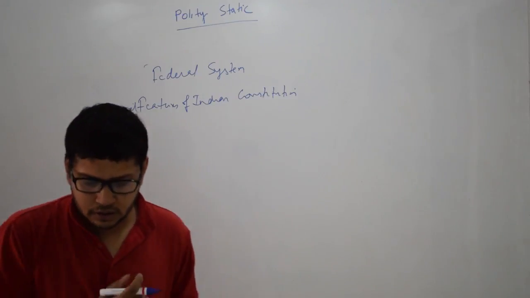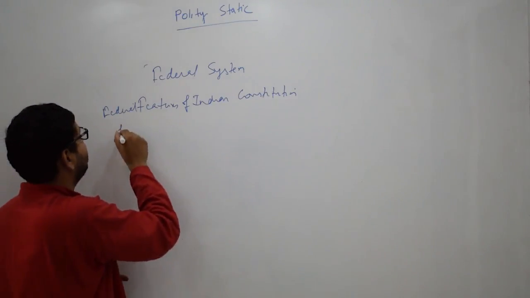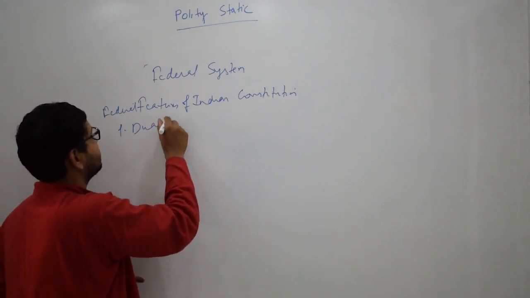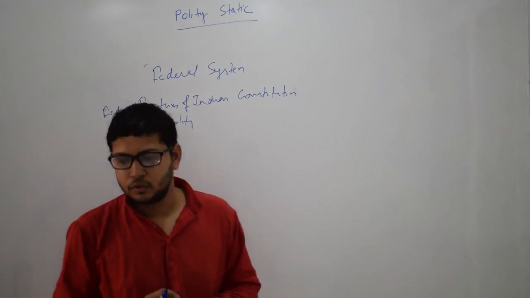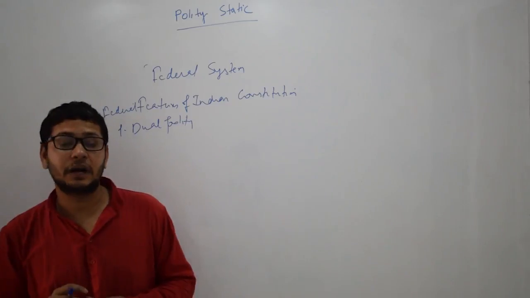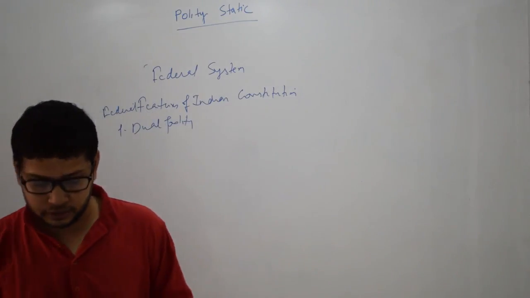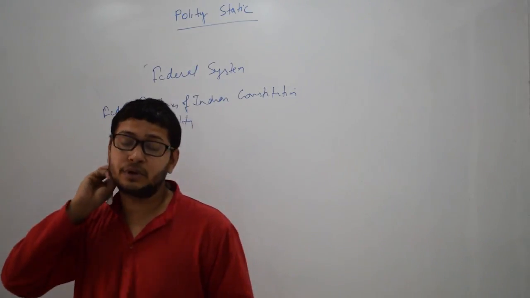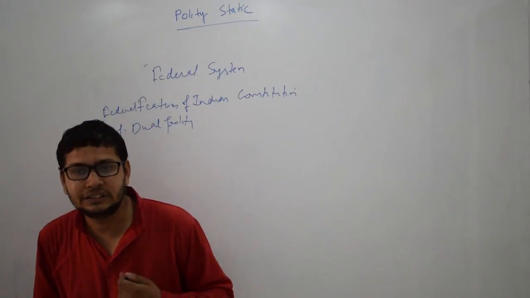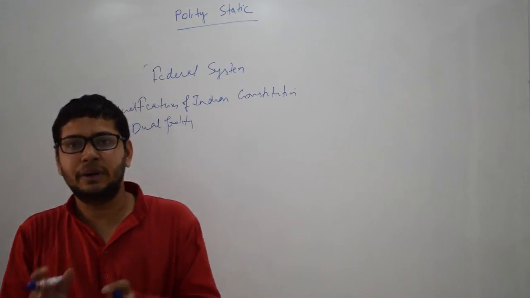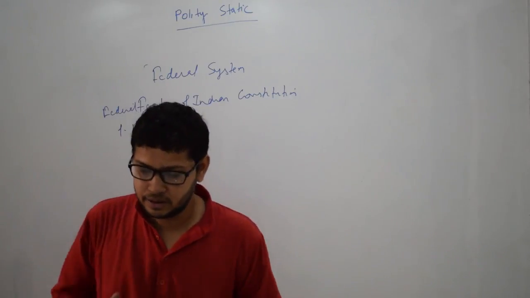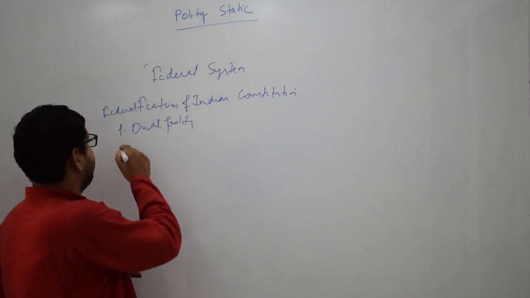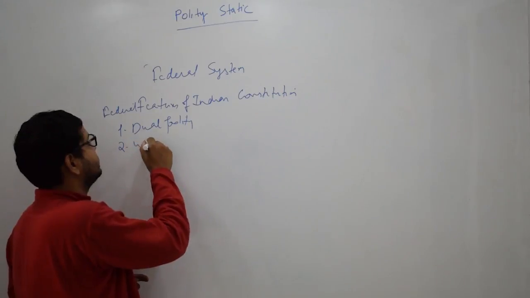First of all, there is a dual polity, which means that we have the union government which deals with matters of national importance, and we have the state government which deals with matters of regional and local importance, and they are both independent of each other, and they both derive their power from the Constitution of India. Second is that we have a written constitution.